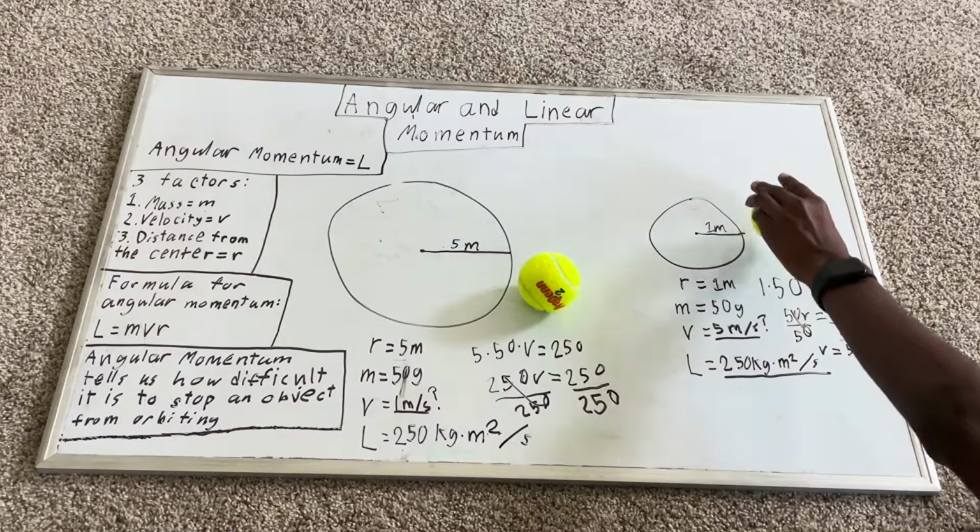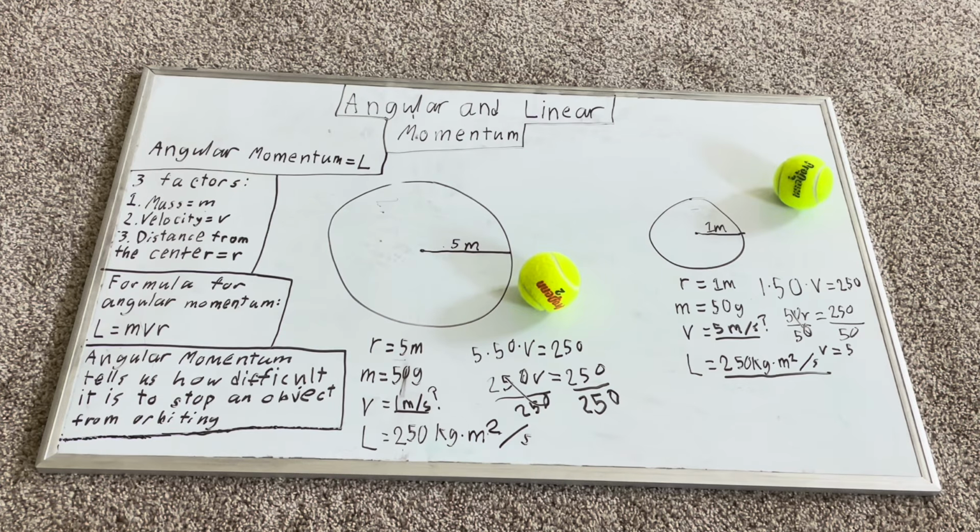This accurately explains how a figure skater can spin quite faster when all they do is bring their arms in, because the mass stays constant whether their arms are in or out, and their angular momentum always stays the same. So when their radius decreases, the velocity balances out by increasing.